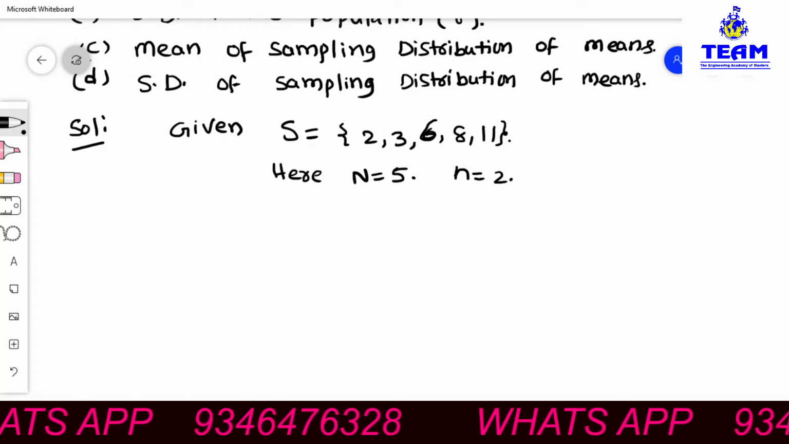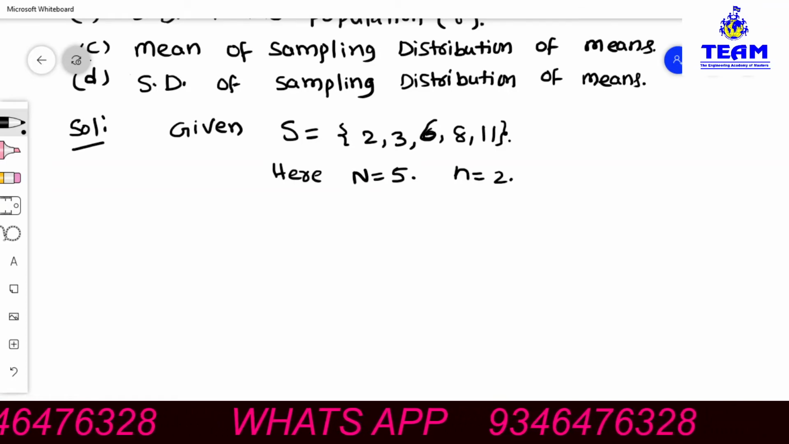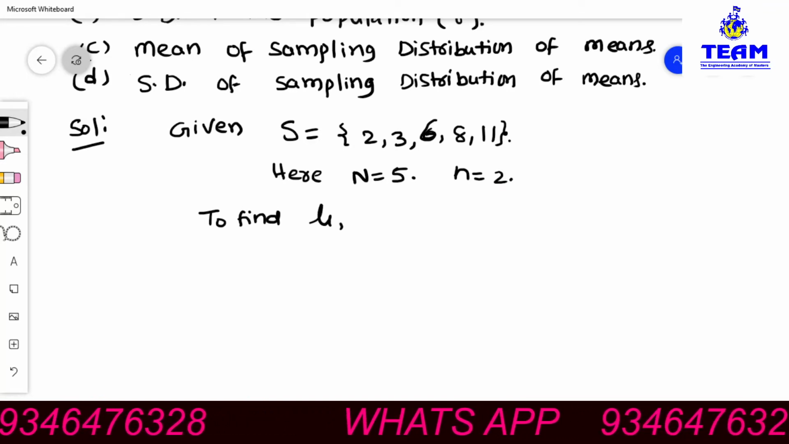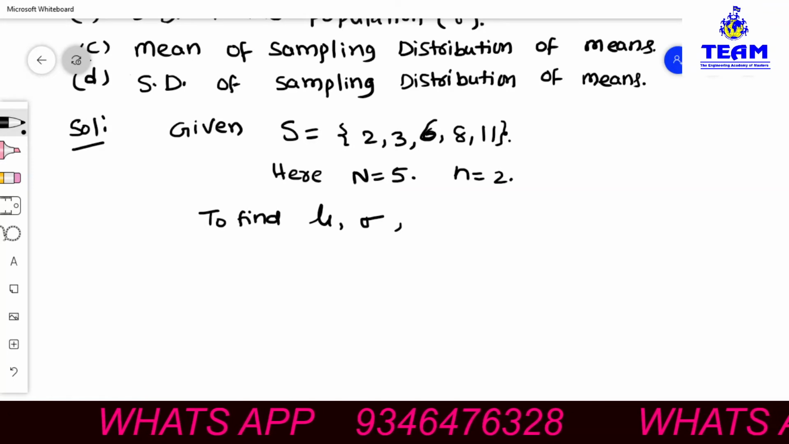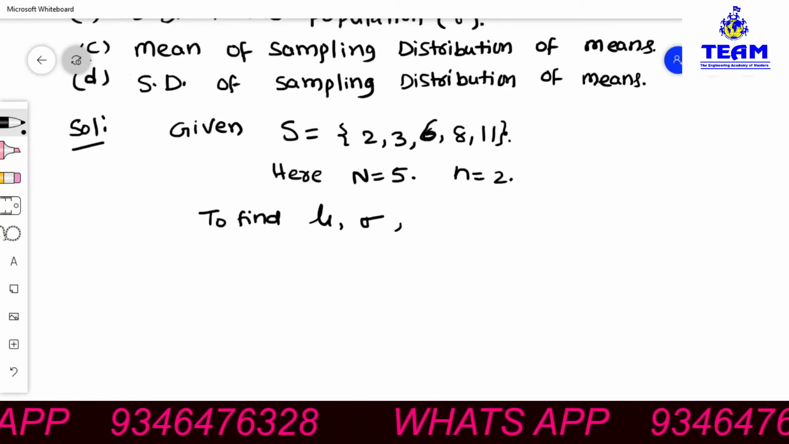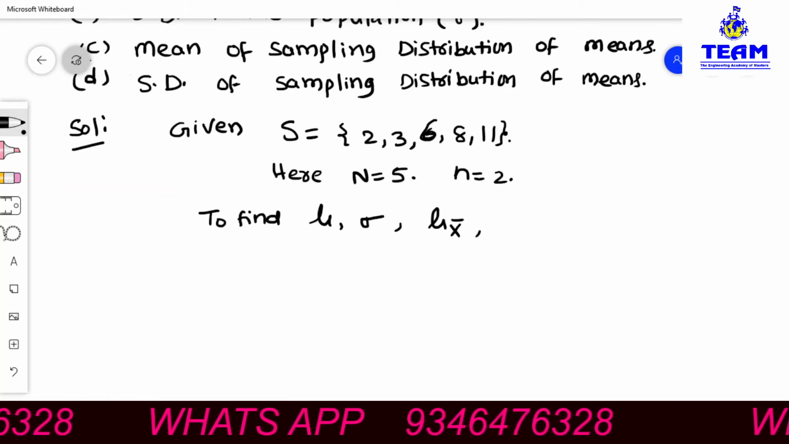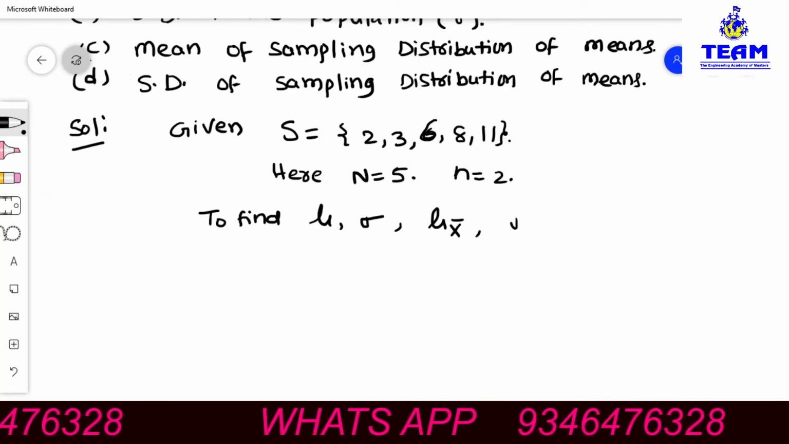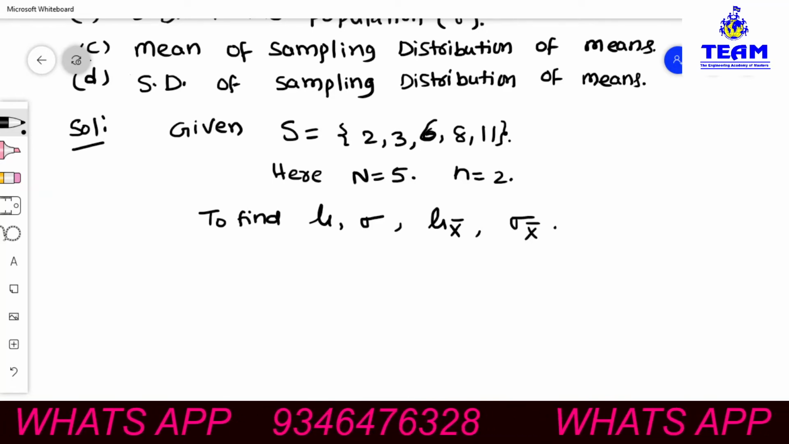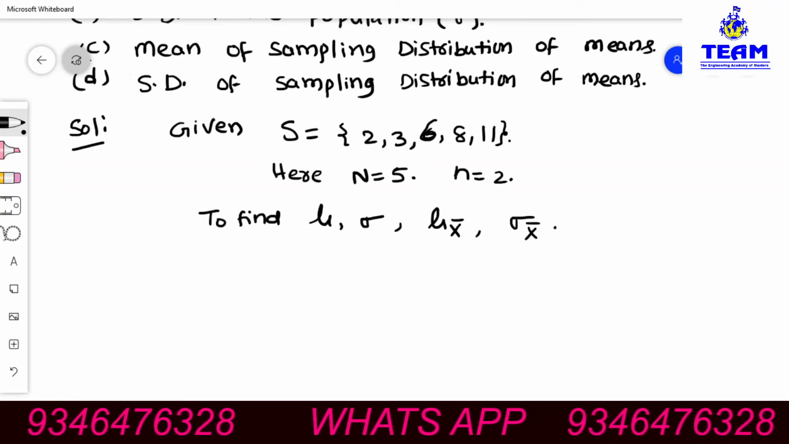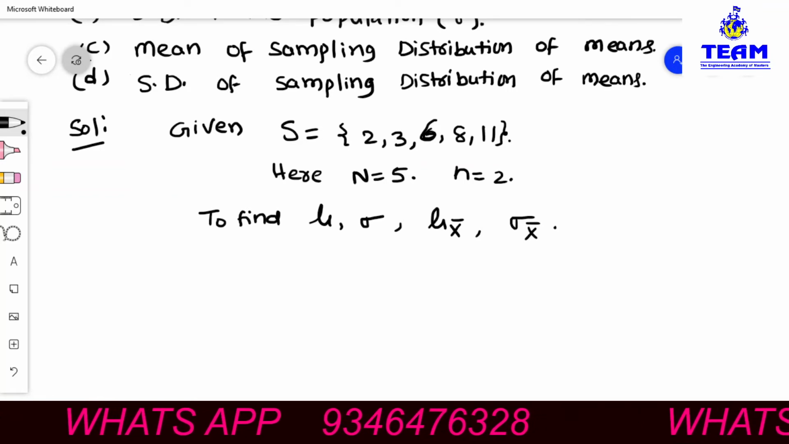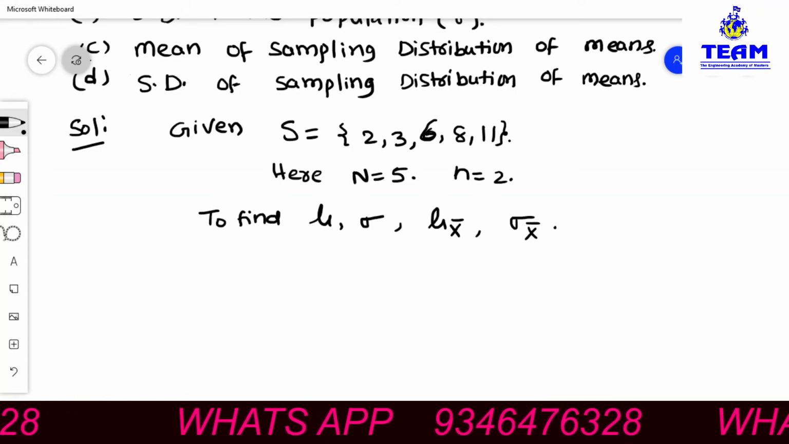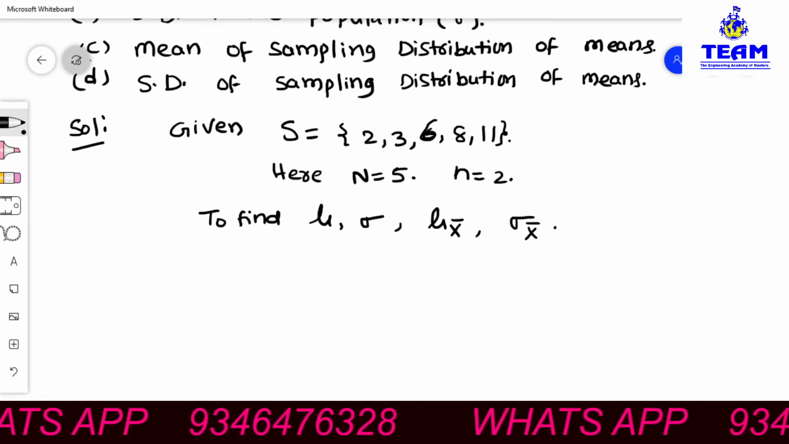To find, what we have to find is the mean of the population mu, standard deviation of the population sigma, MSDM, of course mean of sampling distribution of means, which is represented with mu x bar, also standard deviation of sampling distribution of means, which can be represented with sigma x bar. These are the quantities we have to find. Now first I want to find the mean. Of course we know already mean is nothing but sum of the observations by total number of observations.